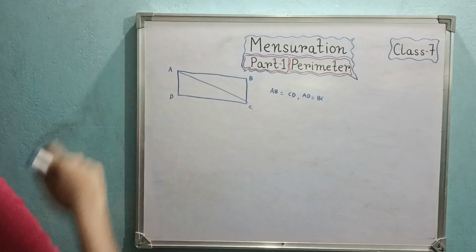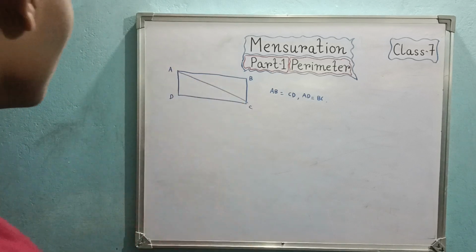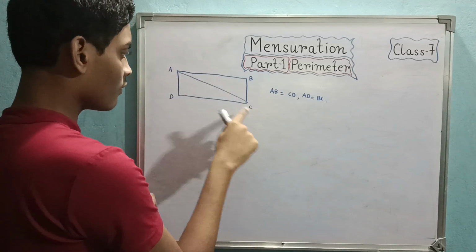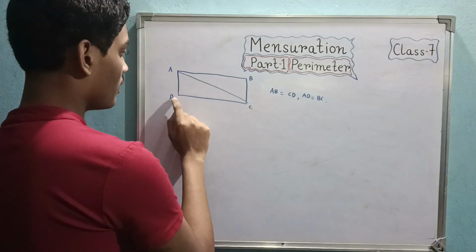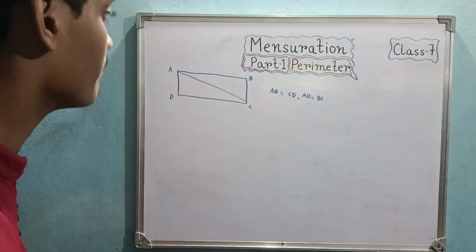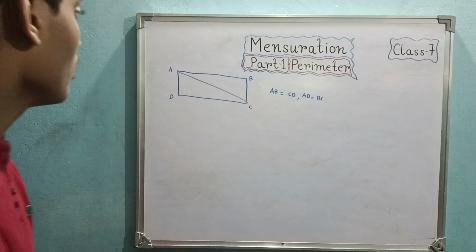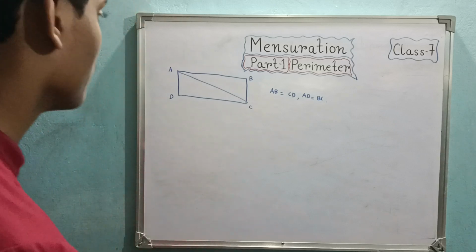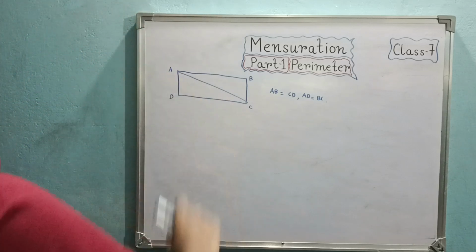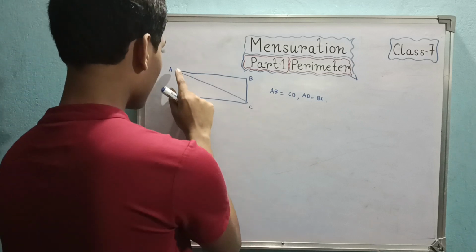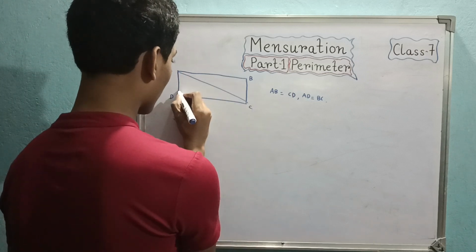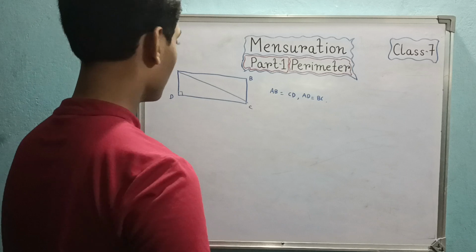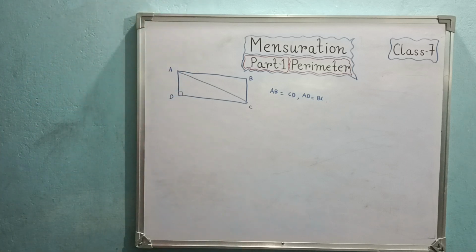So this is the diagonal AC. See, from this point to this is the diagonal. And similarly BD is also a diagonal. So we have a little theorem here. For this diagonal AC, see, it is a right angle triangle, right? Right angle at this point. You know what a right angle triangle is?